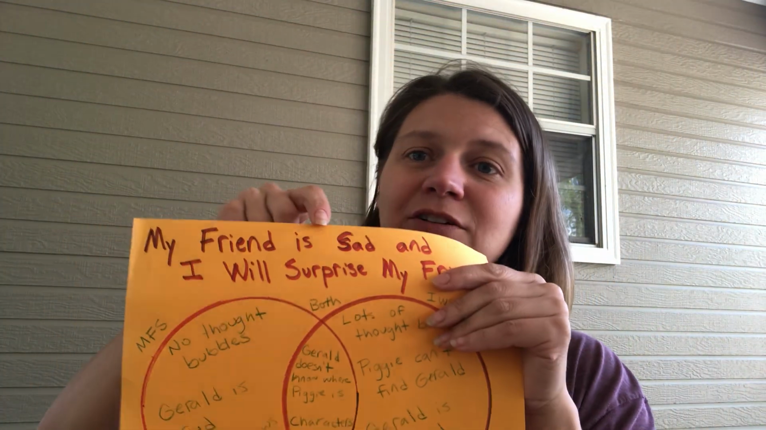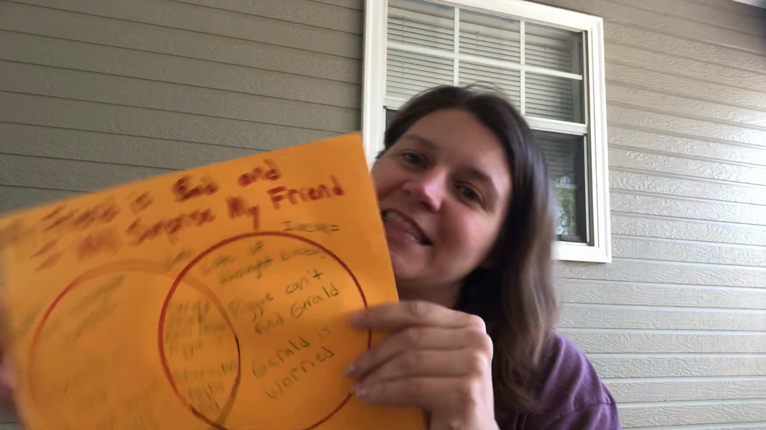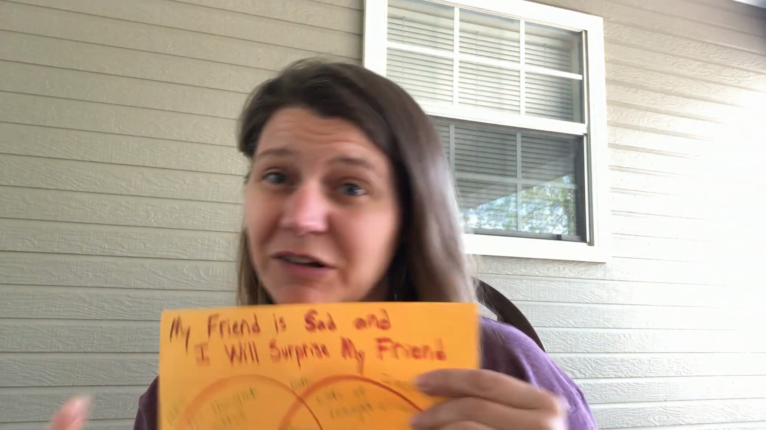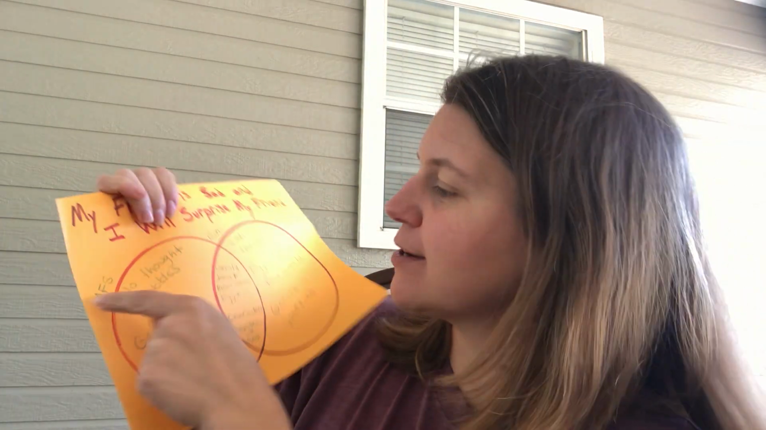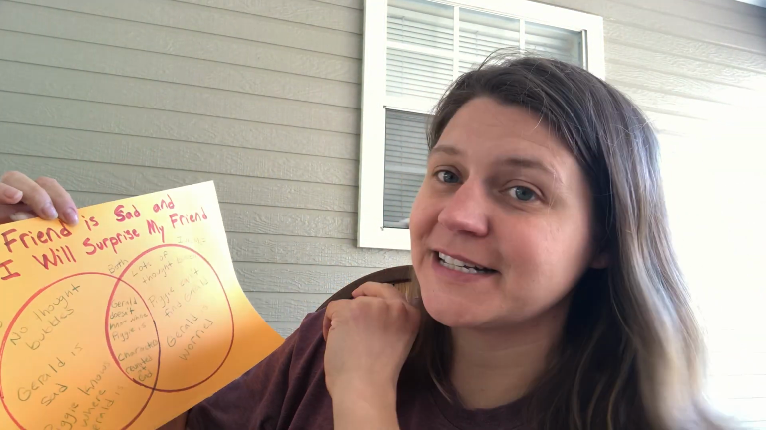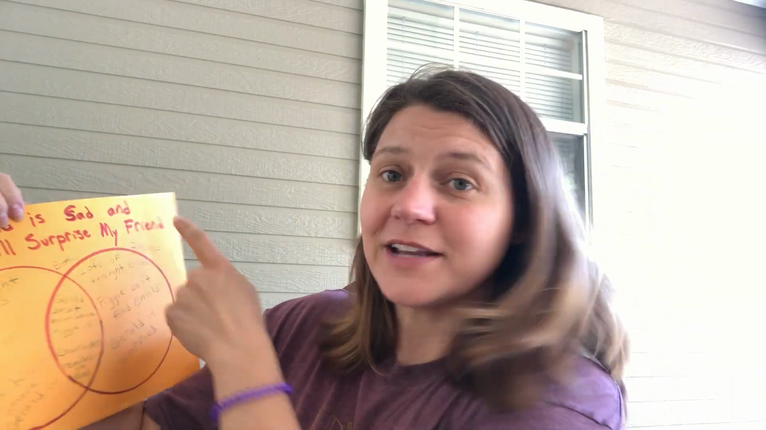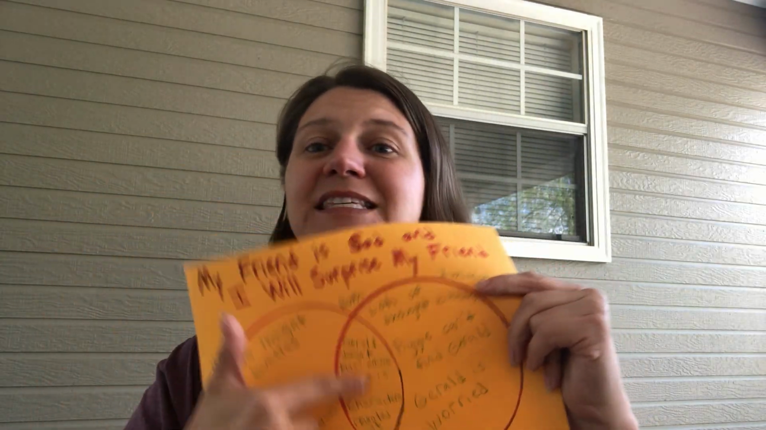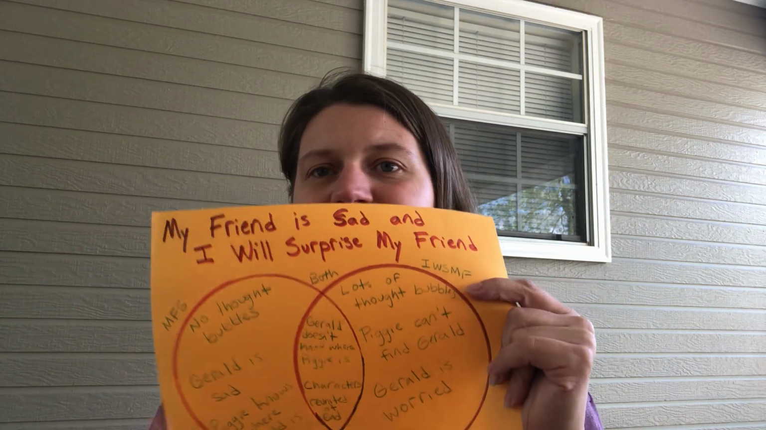You will see I put the title at the top, My Friend is Sad, I Will Surprise My Friend. And then at the top of each circle, I used abbreviations. You are welcome to write out the name of your books, but I chose to use abbreviations. So MFS is My Friend is Sad, and IWSMF, I Will Surprise My Friend. And then here is both. So in the center, I have the similarities, the things they both have in common, and in the outer circles, I have the differences, the things that are only true about each of these books.